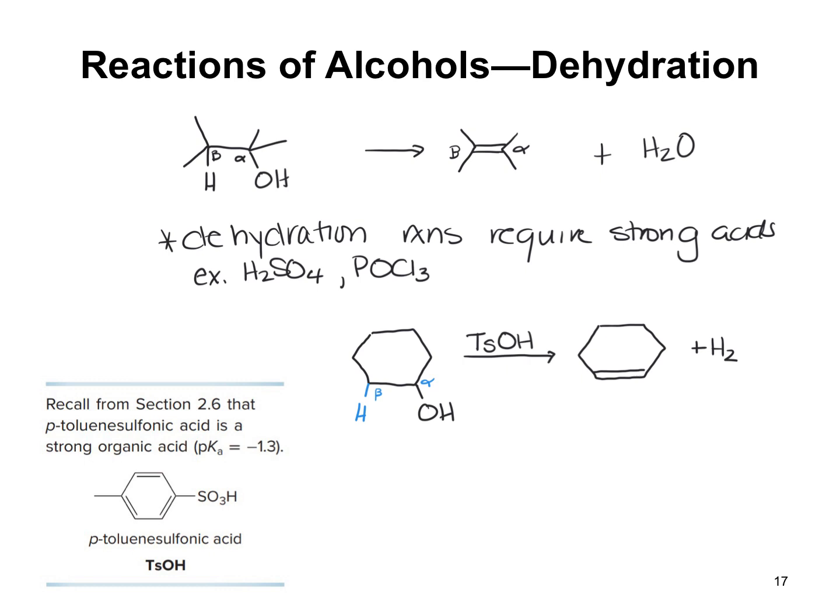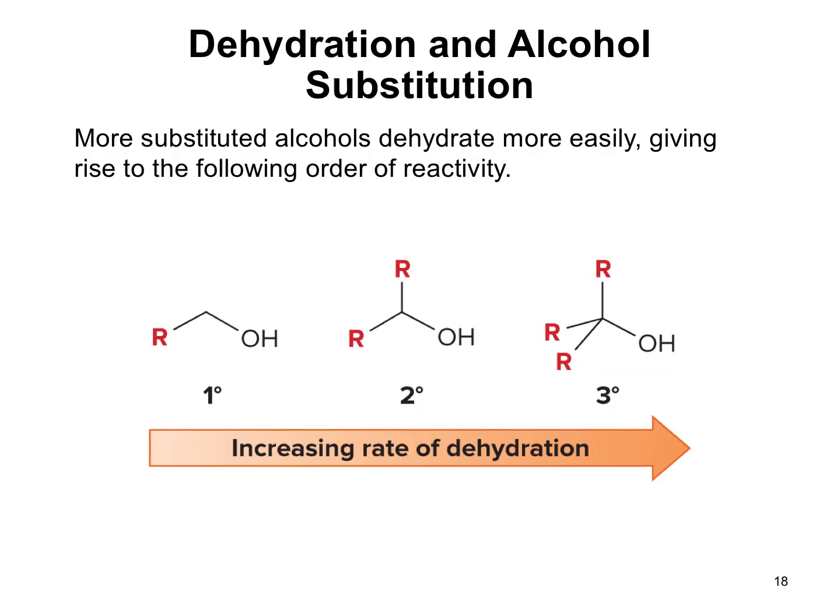Now, there are reactivity differences with these alcohol groups, and I want us to look at that really quickly. The more substituted alcohols dehydrate more easily. What that means is that tertiary alcohols are the most reactive, with secondary alcohols following and then primary alcohols.